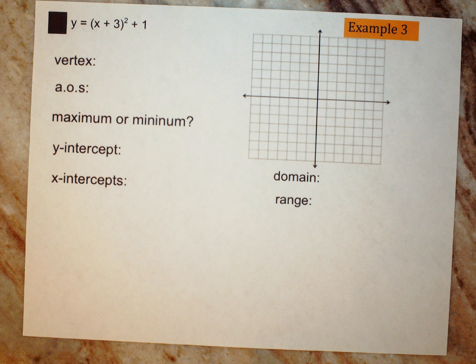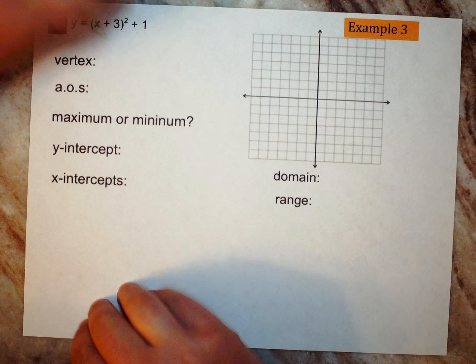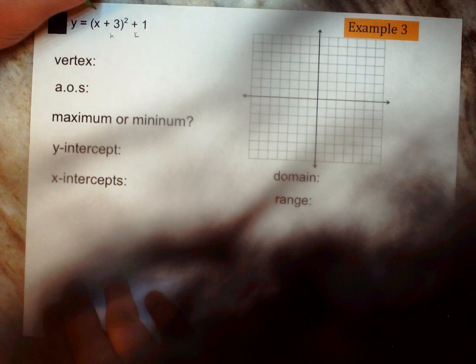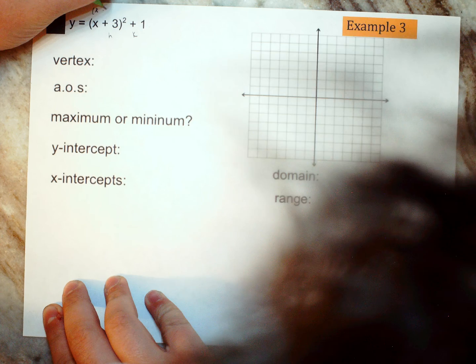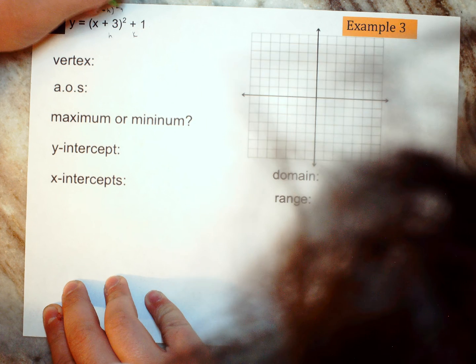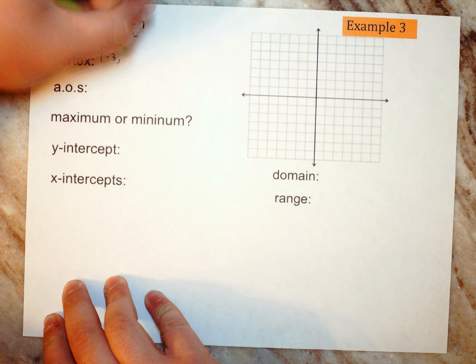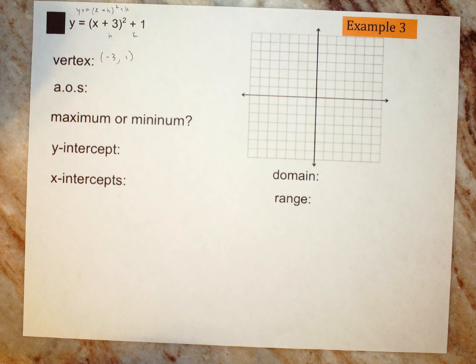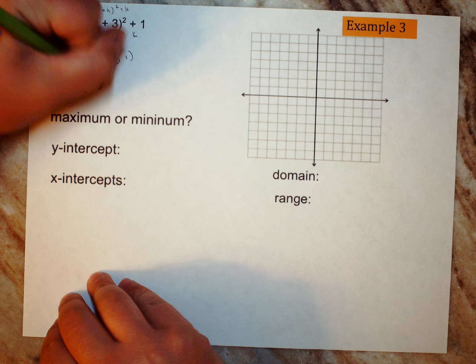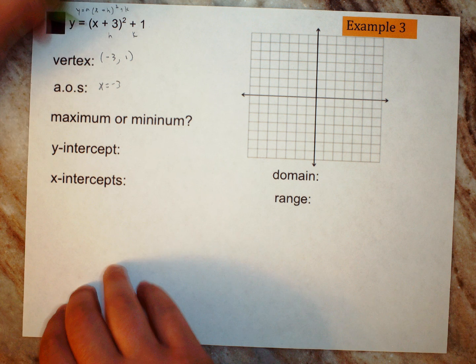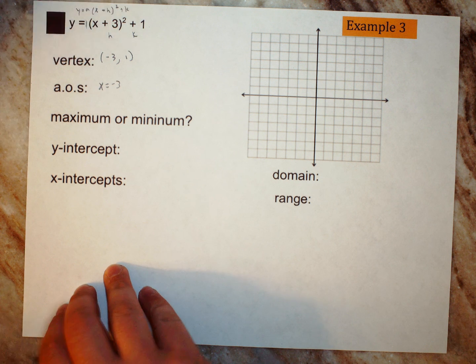All right, example 3, same as the other 2, except I'm going to walk you through this one because it's going to get a little different at the end. So vertex, again, h, k, but remember, in the equation, it's x minus h squared plus k. So the vertex now is negative 3, 1. The axis of symmetry is x equals negative 3. Since the a value is positive, right, there's a positive 1 here, this is going to be a minimum.